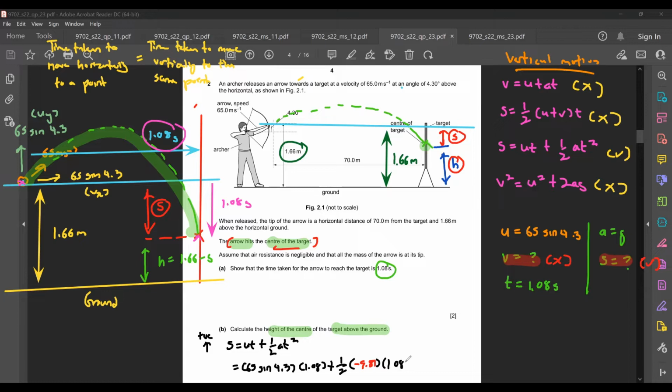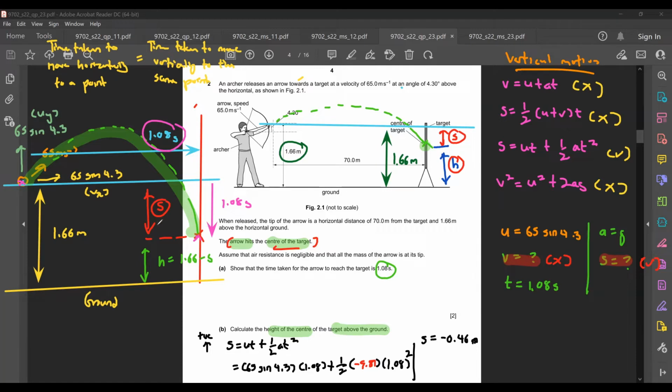Times 1.08, not forgetting there's a square here, sorry. Your displacement is therefore going to be 65 sine 4.3 times 1.08, then you have 0.5 times negative 9.81 times 1.08 squared. So that answer plus this, you're going to get negative 0.46 meter. This is the final position of your object.